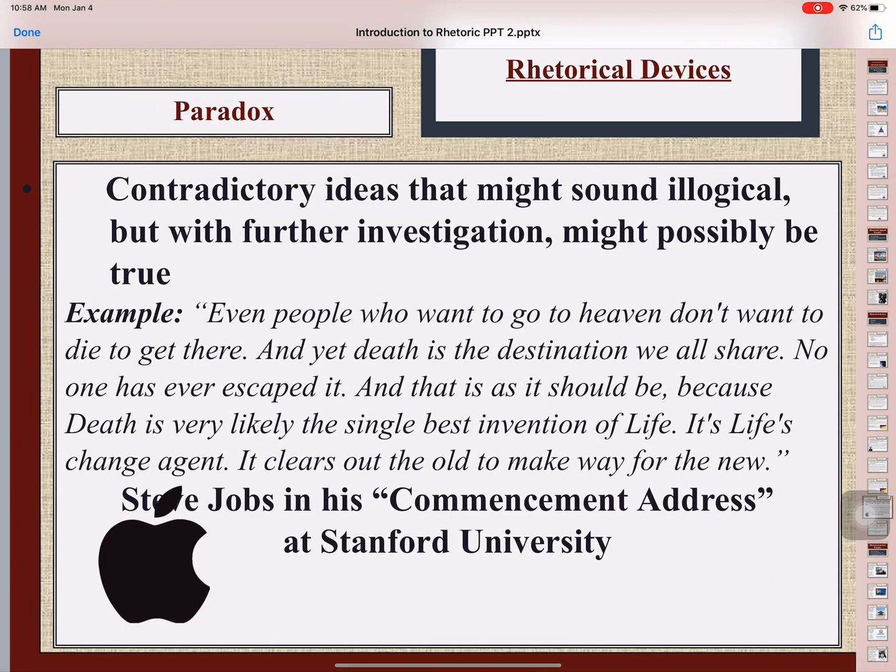Paradox. Contradictory ideas that might sound illogical, but with further investigation might possibly be true. Ooh, Steve Jobs. Let's check this out.